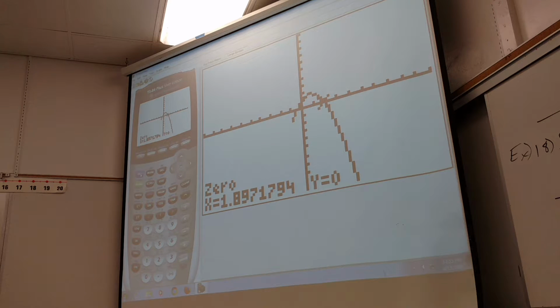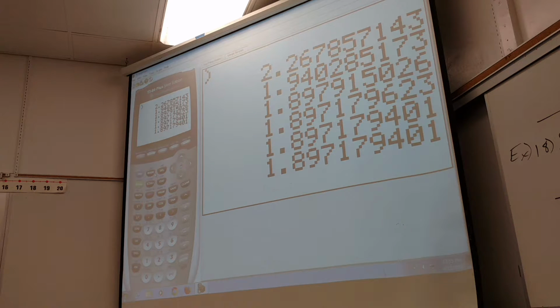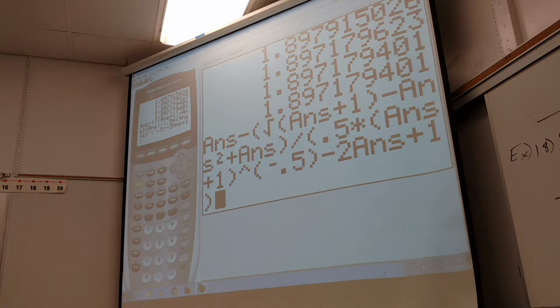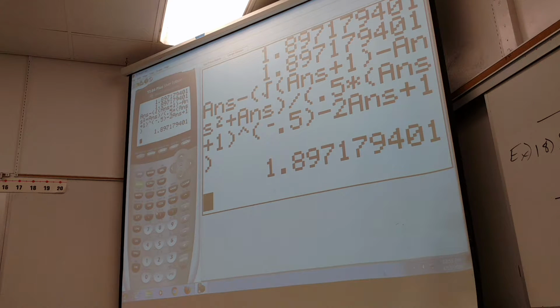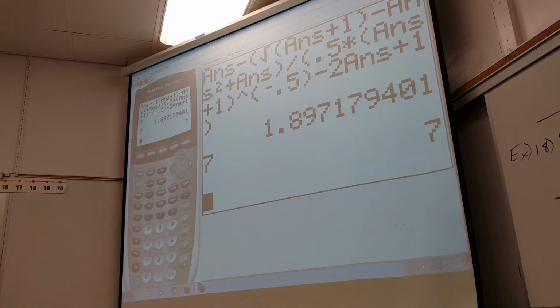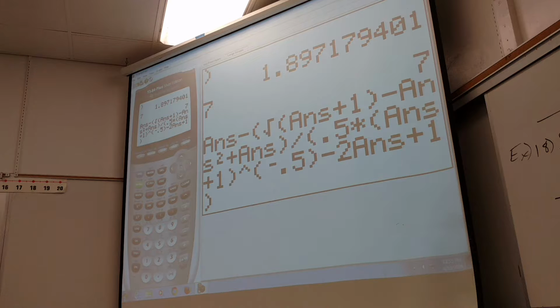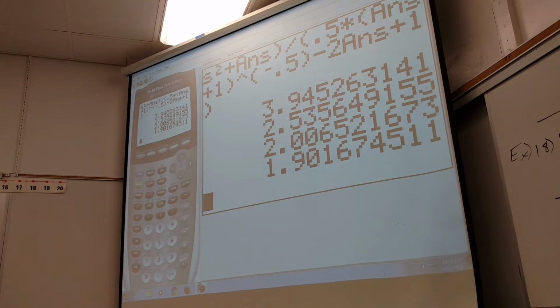Let me show you something. What if somebody gives me a bad guess? 7. So if I hit 7, enter. Now that's in my answer, right? So if I hit second, enter, or if you've got the newer calculators, you can just hit the up arrow to pull that back up. And now if I do my whole process, it'll start with 7. Let's see what it does. Hey, look at that. It's coming back.